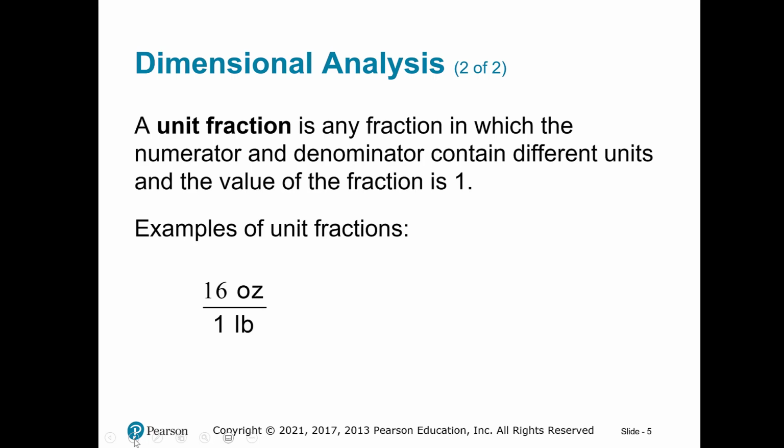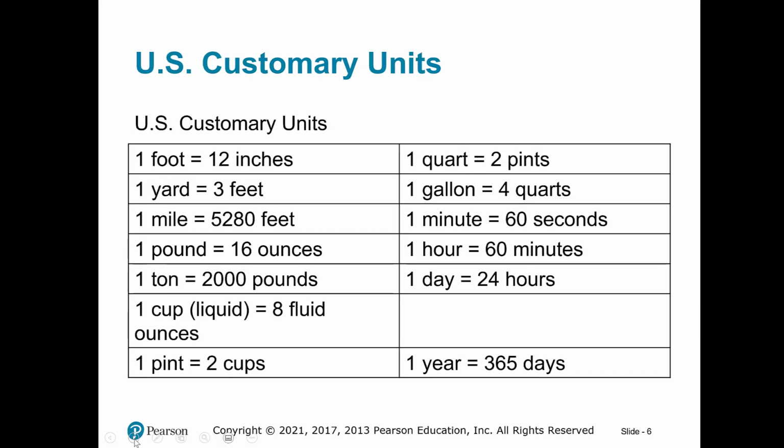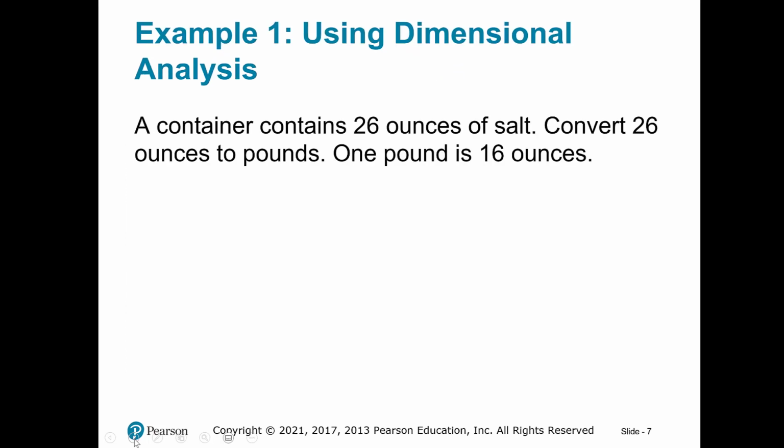Here are some examples. We know that 1 pound equals 16 ounces. We also know that there are 60 minutes in an hour, and there are 12 inches in a foot. Each of those would be a unit fraction that can be used as part of dimensional analysis. And here are some US customary units. Most of these will be familiar to you.